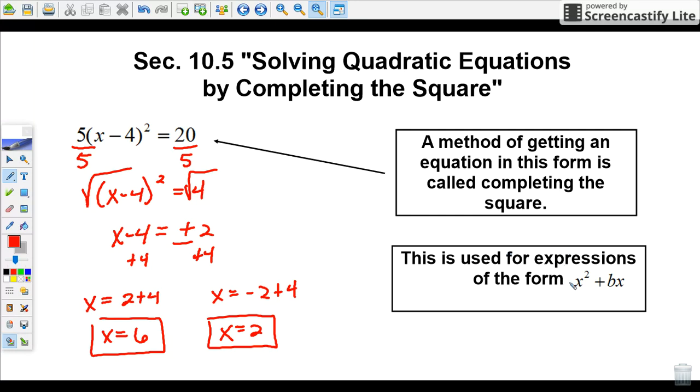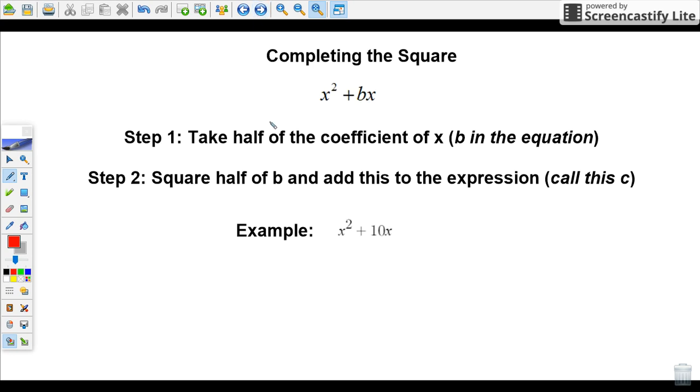This can be used for expressions of this form, x squared plus bx. So completing the square, again, here's the form that we're using, x squared plus bx. The first step that you have to do is take half of the coefficient of x, which is b in the equation. Then step 2, you square that half of b, and we add that to our expression. That is going to create a special expression that would factor into a binomial squared. Let me show you an example.